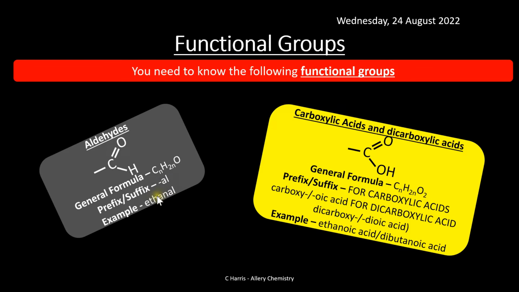Carboxylic acids and dicarboxylic acids. These are very similar to an aldehyde, except instead of an H, they have an OH at the bottom here. So these normally end in -oic acid. So it might be methanoic acid, ethanoic acid, for example. Sometimes they're known as carboxy. You can use it as a prefix as well, but the vast majority of the time you're going to see it as -oic acid at the end.